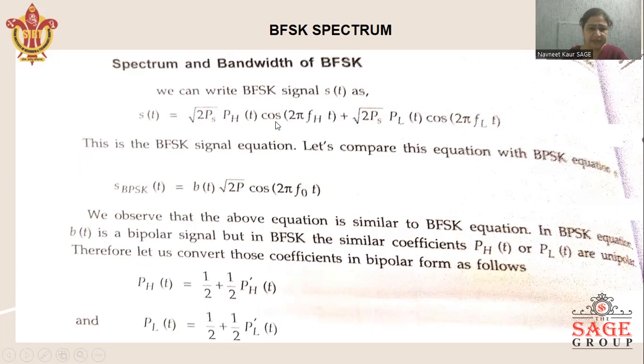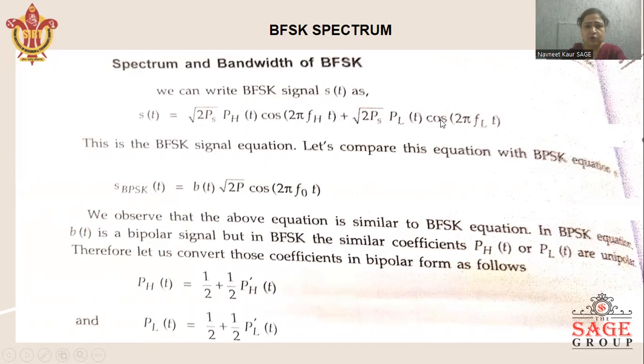Now, if I compare this with the BPSK equation, it is B(t) root 2P cos 2π f0 t, where f0 is the frequency of the carrier signal. Now, comparing these two equations, there is one difference: B(t) is a bipolar signal. That means it has values 1 and -1. Whereas PH(t) and PL(t) are unipolar signals. That means PH(t) has values 1 and 0. Again, PL(t) also has values 1 and 0.